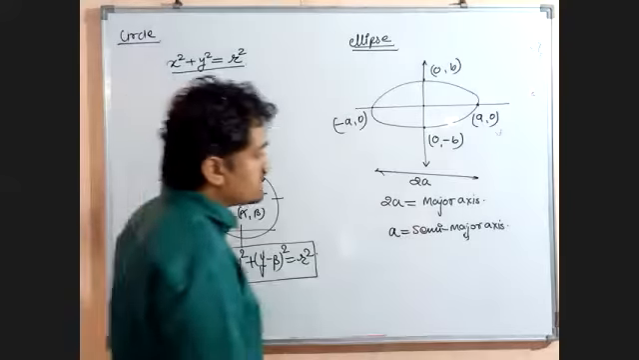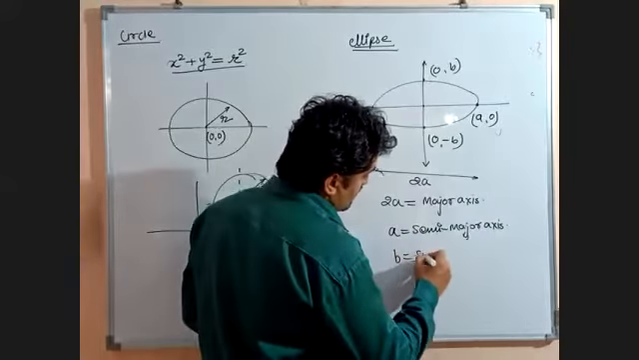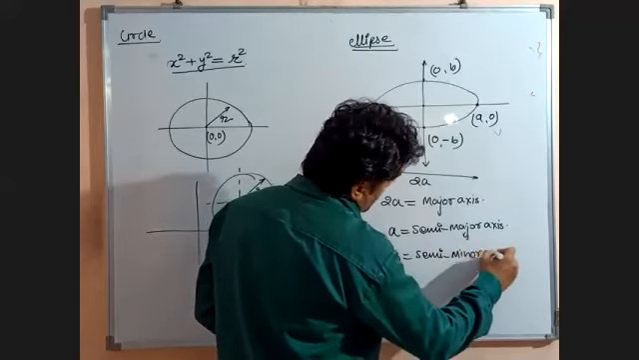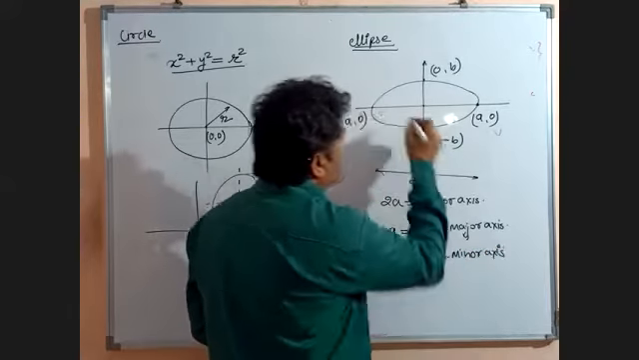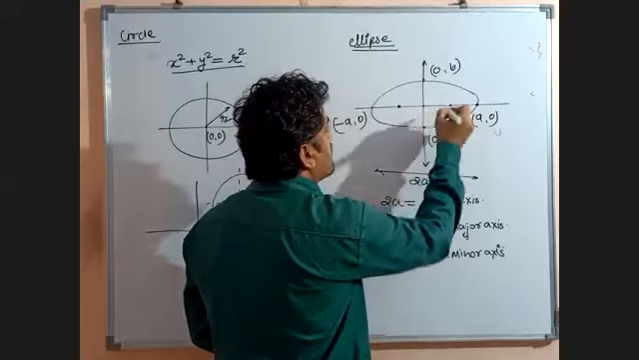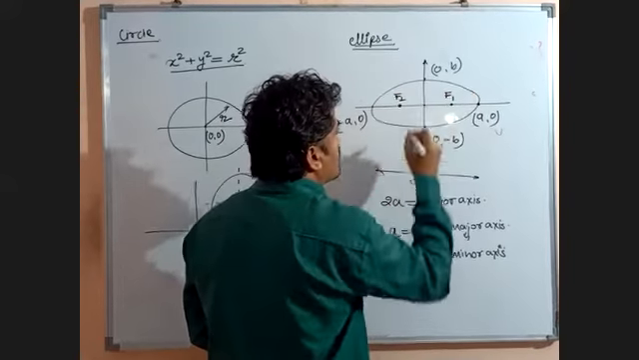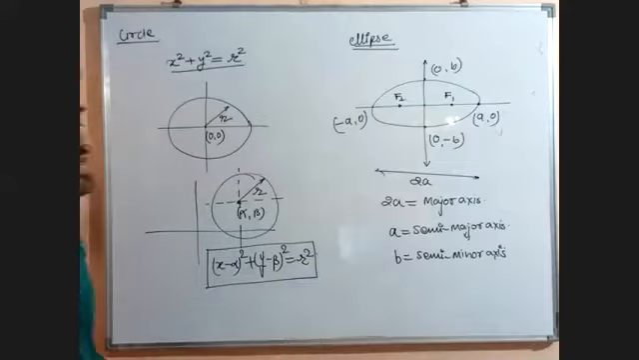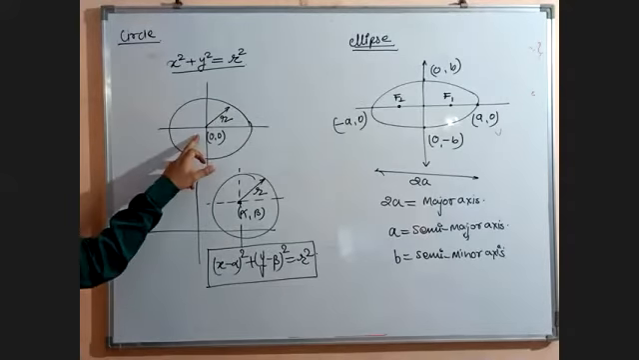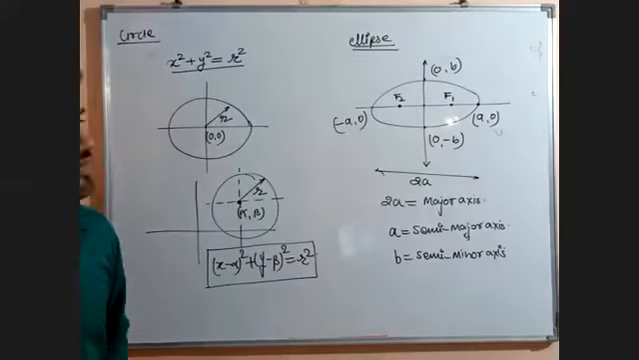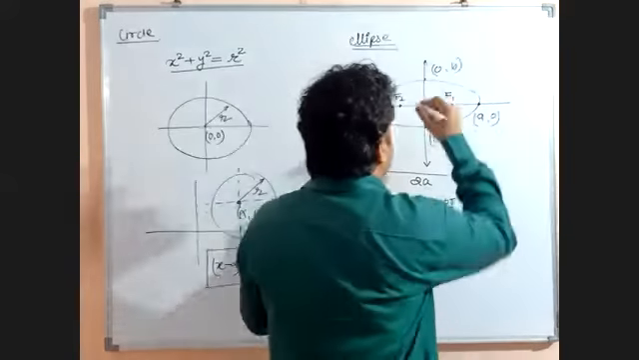Okay, same as it is, b is called semi minor axis. And in this ellipse, there are two foci, F1 and F2. These are two foci of ellipse. Like one center in circle, in ellipse we have two foci. Okay? These are two foci.